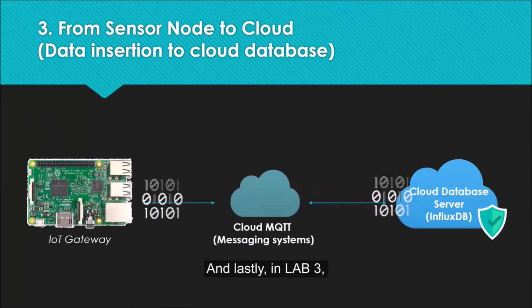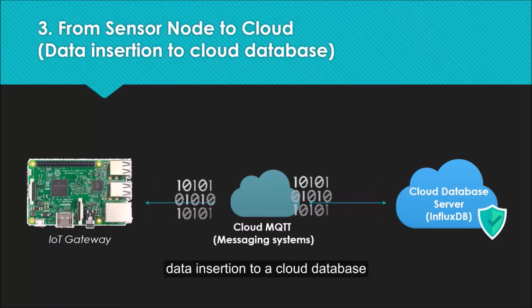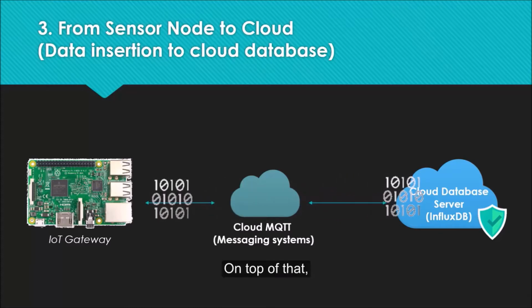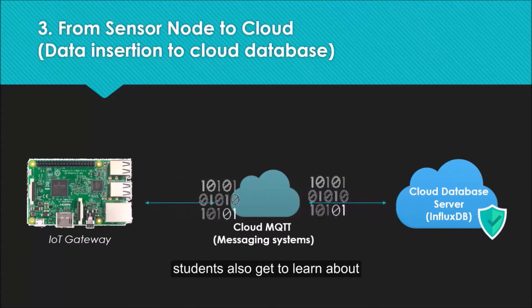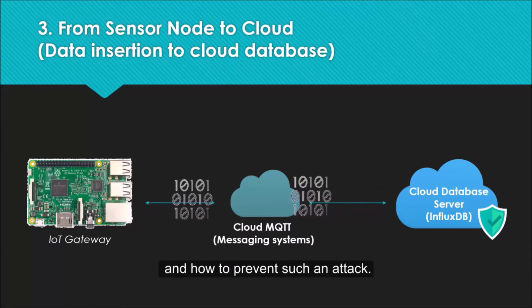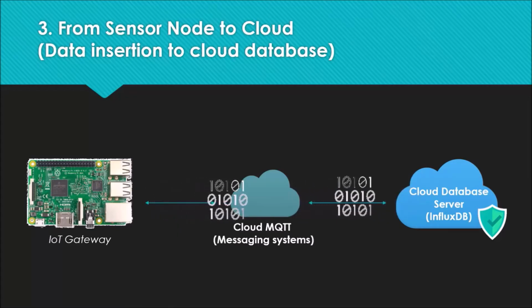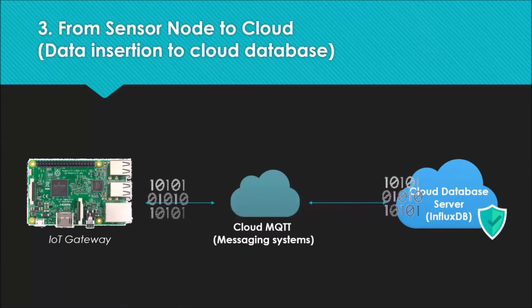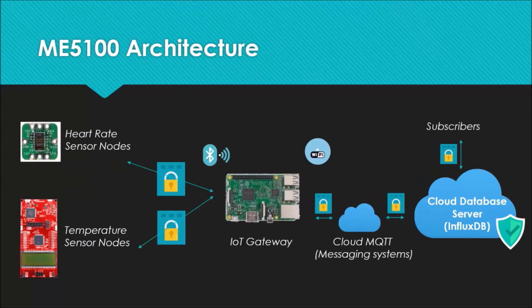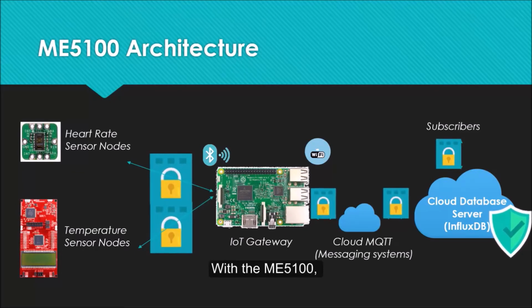And lastly, in Lab 3, students will learn about data insertion to a cloud database, using the IoT messaging system. On top of that, students also get to learn about the danger of malicious IoT devices, or sensor nodes, and how to prevent such an attack. With the ME5100, students can learn how to set up, implement, manage, and secure end-to-end IoT communications.